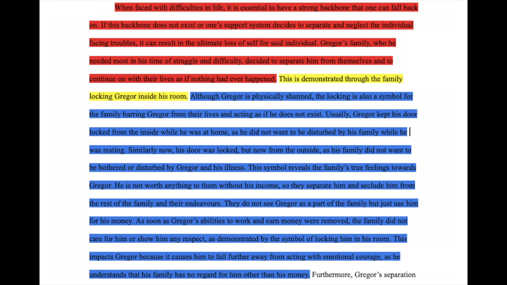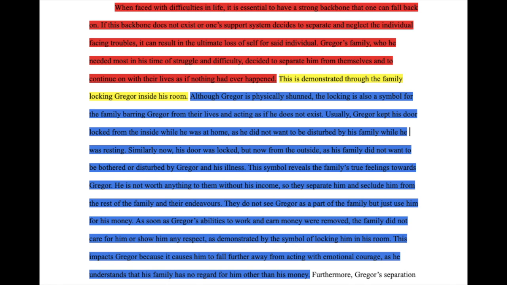The body paragraph that we'll be focusing on is the first body paragraph, which is the problem part of the thesis. So the first paragraph should focus on the problem described in the thesis. In this case, an individual, Gregor, faces separation. So first, the hook and the topic sentence, highlighted in red.